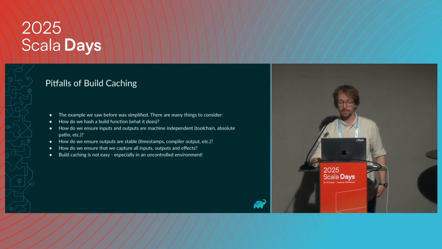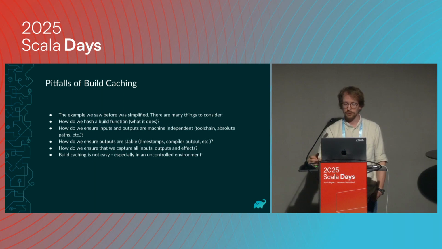So it looks good, but of course, it's not always that easy. The example that we've seen before is a bit simplified, and there are many things to consider if we want to really implement build caching. First, we had this hash function that we did not really describe. How do we implement hashing of a function?